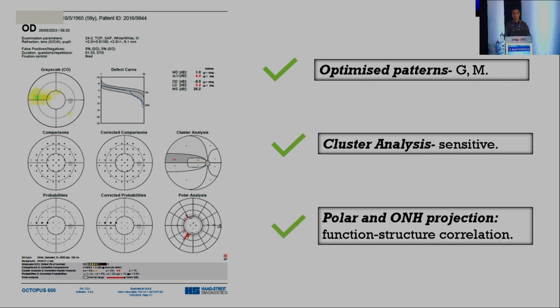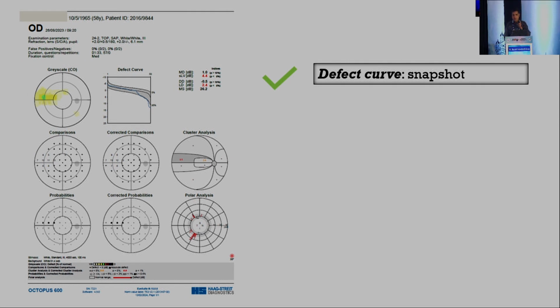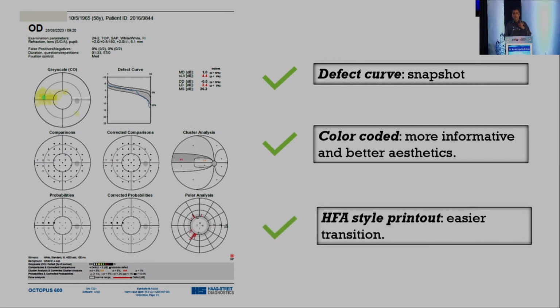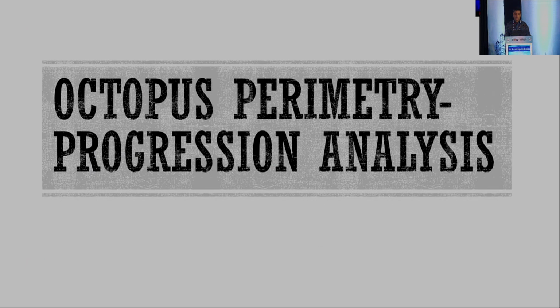The polar analysis and the ONH projection give you function-structure correlation. The defect curve snapshot lets you look at the defect curve and identify what kind of defect the patient has. Everything is more color coded, and I feel it's better aesthetically also. And you have the HFA style printout also for easier transition. So these are the advantages. I couldn't find a single con as far as the single field analysis is concerned.